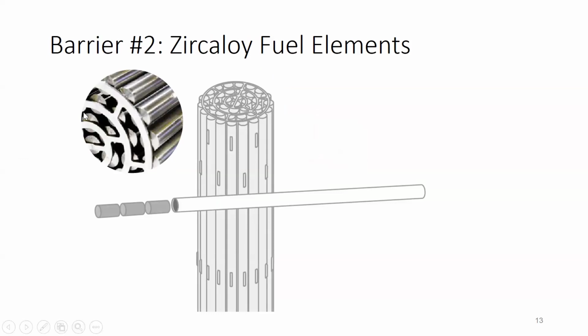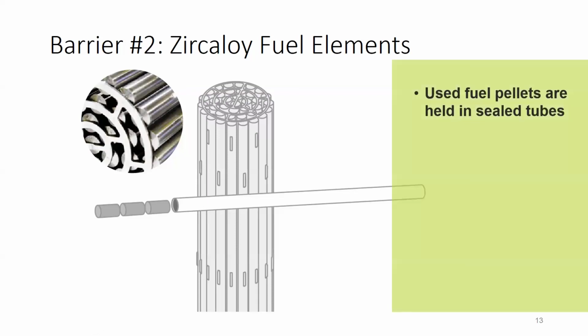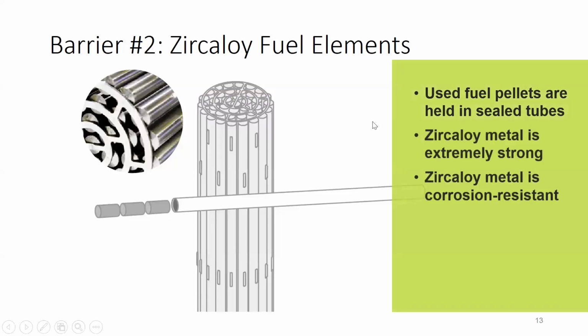So this is the actual second barrier here. This is the zircon alloy. The zircon alloy is a zirconium, tin, iron, nickel alloy, and it's what we actually use in our reactors. The pellets are held within these sealed tubes. The metal is extremely strong structurally and is corrosion resistant as well.